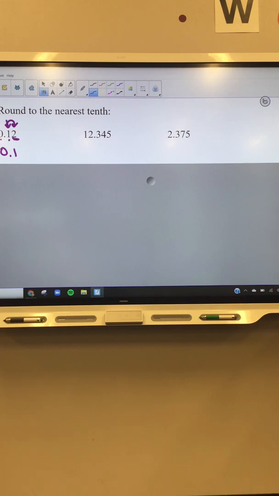Questions with that? All right, do the next two. Write down 12.345, rounded to the nearest tenth, and 2.375, rounded to the nearest tenth.